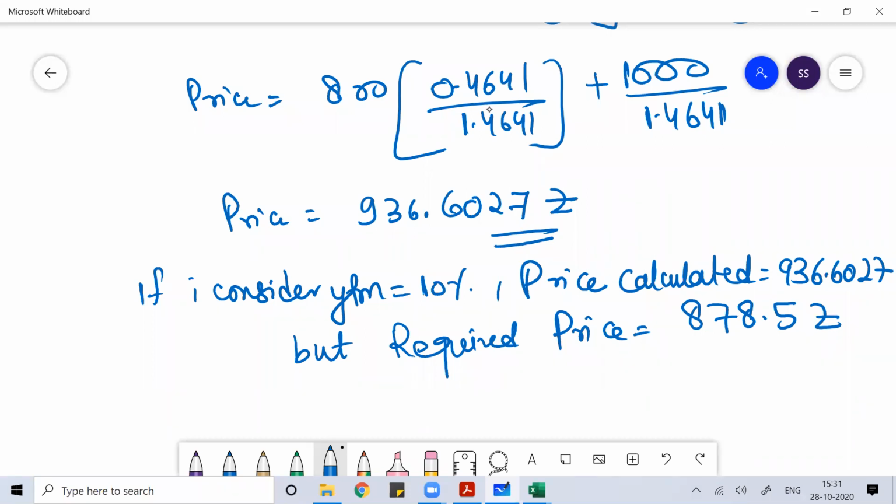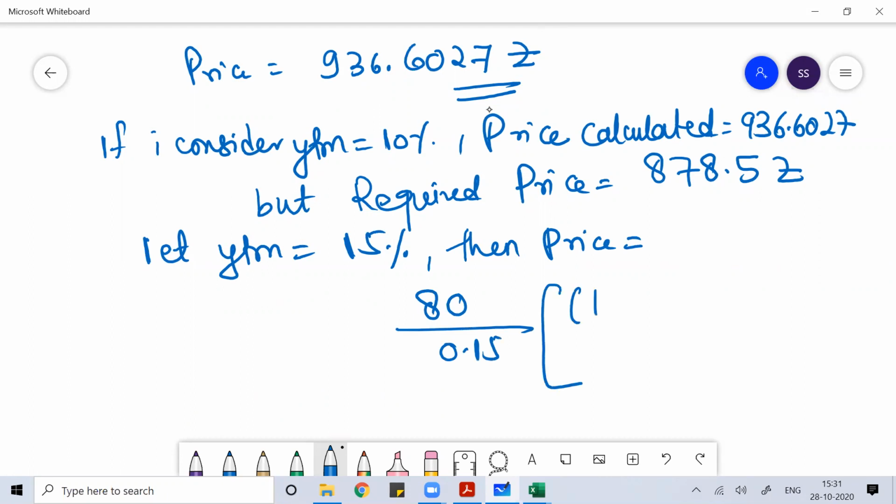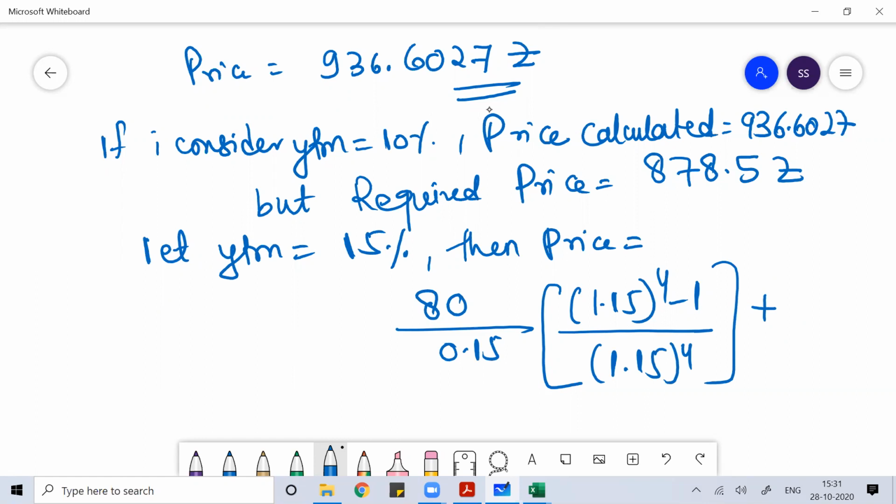If you want a lesser value, you have to increase the rate of interest. So let YTM be equal to 15%, because you want a lesser value, so you increase the YTM. Then the price would be 80 divided by 0.15 into (1.15 to the power 4 minus 1) divided by 1.15 to the power 4, plus 1000 divided by 1.15 to the power 4. So you can calculate this value.